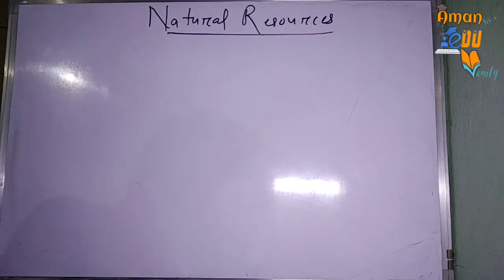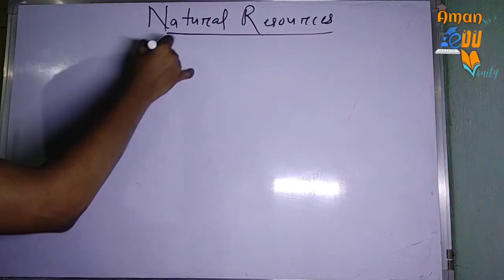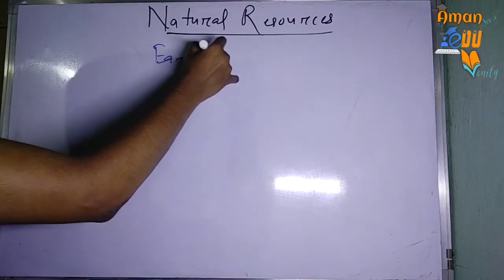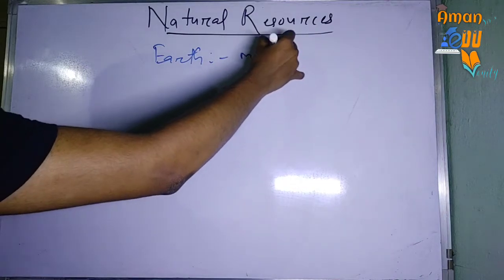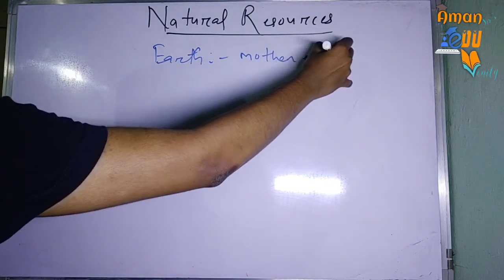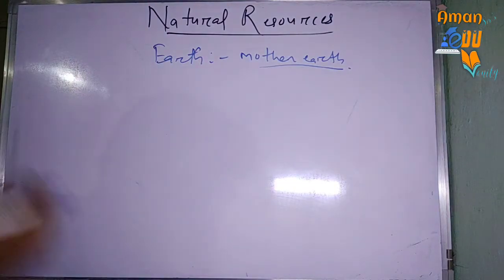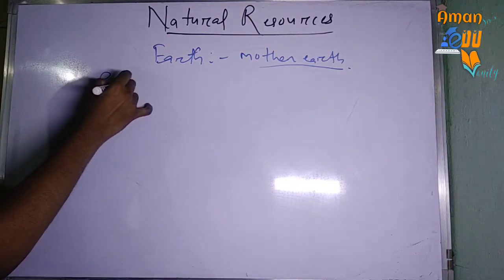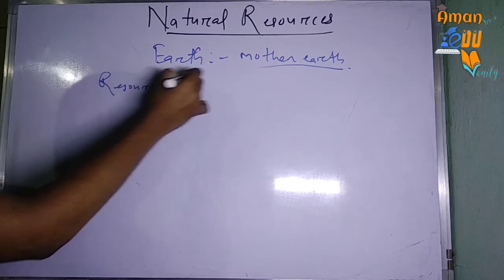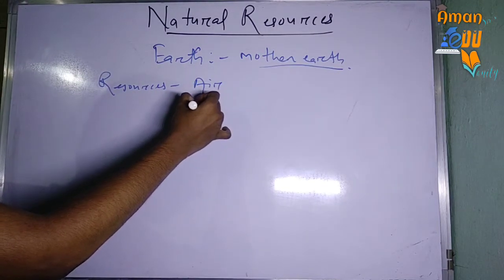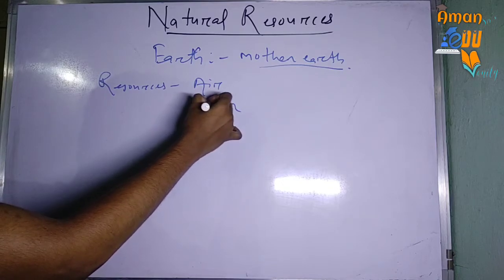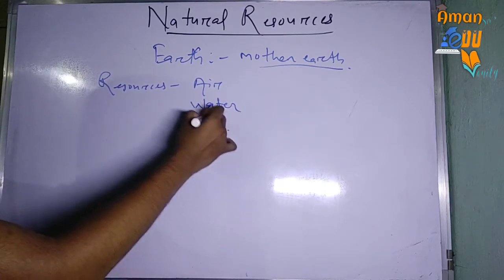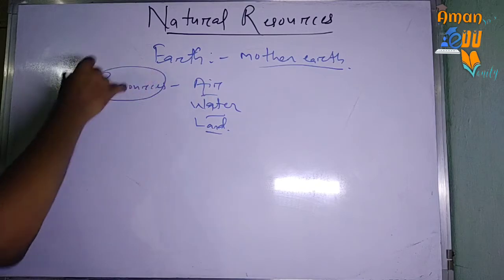Okay, and also there is the solar energy from the sun which supports life to meet the basic requirements of life forms. Okay, so the earth is also known as the mother earth. Yes, we call it the mother earth. And the resources available on this mother earth are air, water and land.